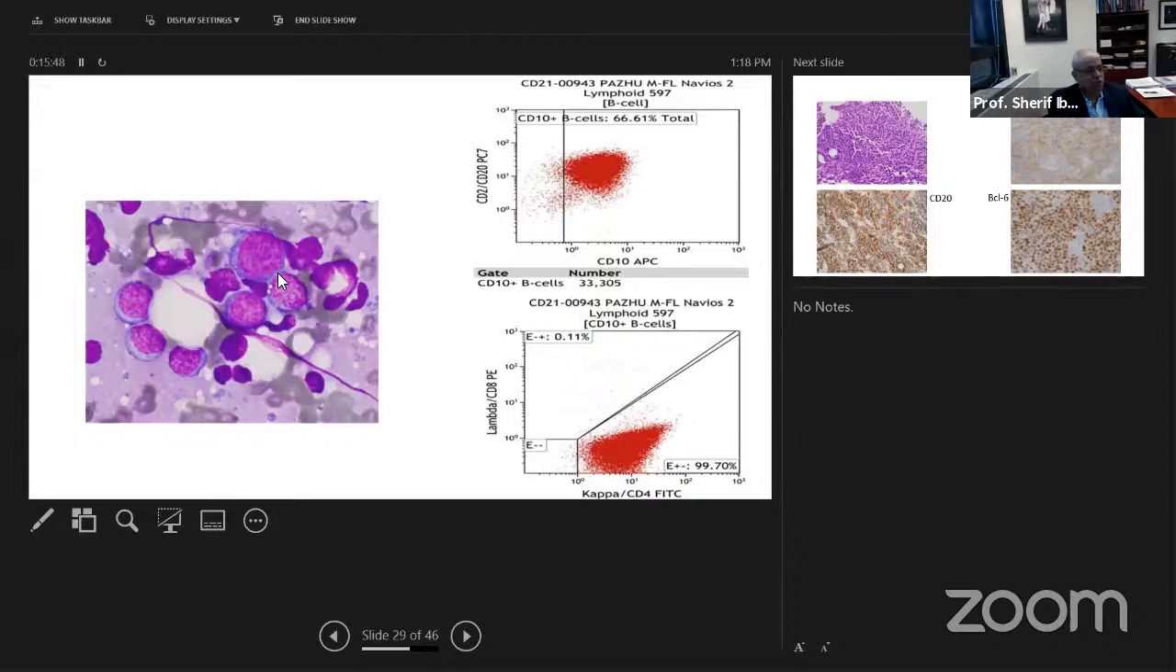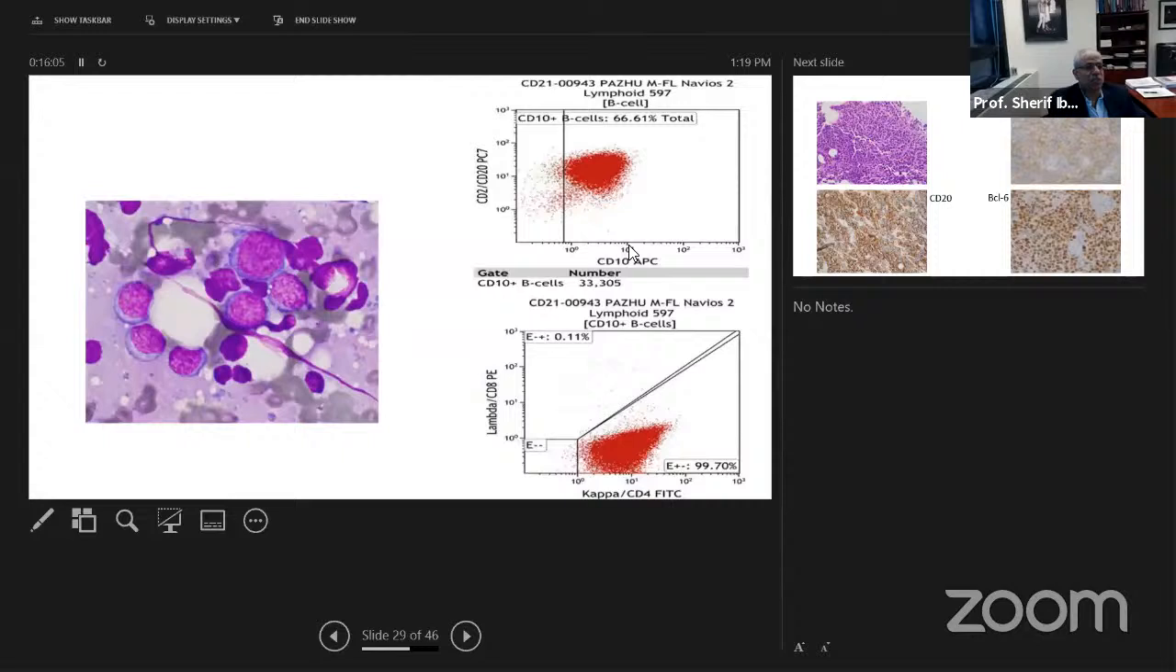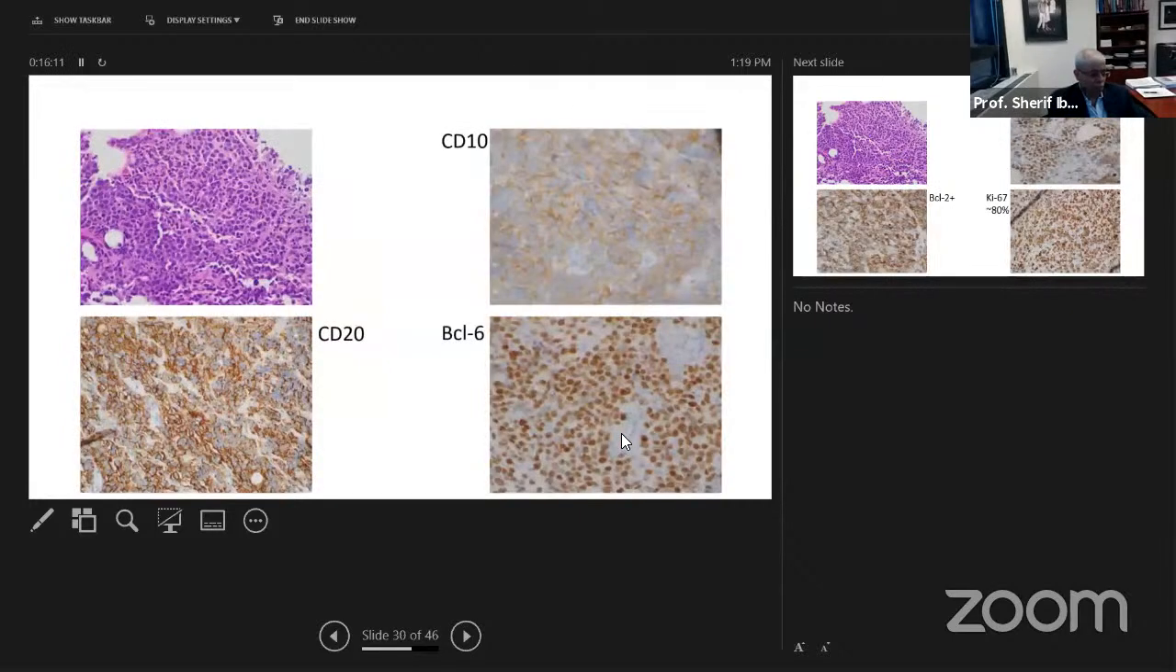However, you also have these large cells with single prominent nucleoli, which is not common in Burkitt. Burkitt is usually intermediate lymphocyte. This is more of a large cell lymphoma. So you have a heterogeneous population that looks small and large. The flow cytometry picked up CD10 and CD20 positive lymphoma. Then they're all kappa restricted.